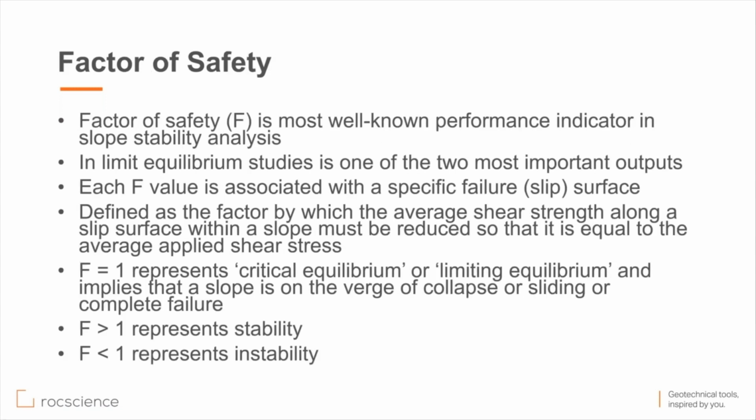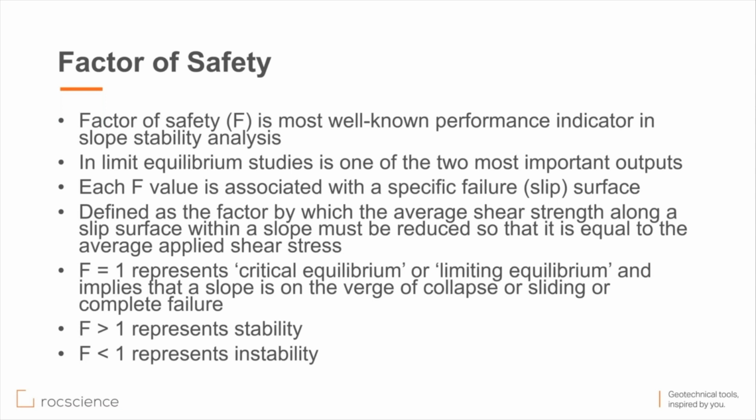Now let's take a minute and talk about factor of safety and what it is. It is just a measure that helps us understand how stable or unstable a slope is. And in limit equilibrium analysis, it is one of two very important outputs that we get. The first important output is what we discussed on the previous slide, which is the shape of the failure surface and the location of the failure surface. Another important one is the factor of safety. So whenever we run our analysis, the computer spits out a factor of safety value, and each factor of safety value it spits out is associated with a specific slip surface.